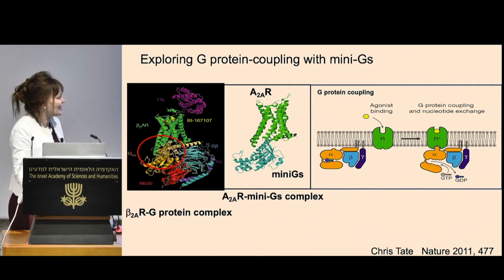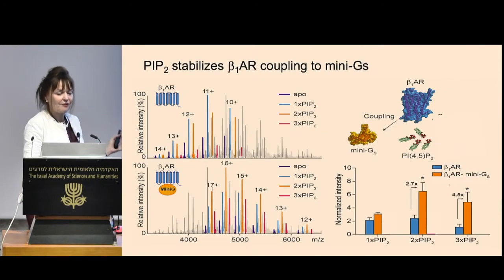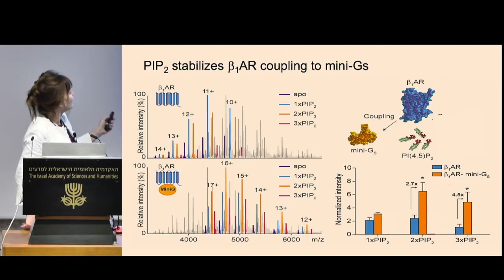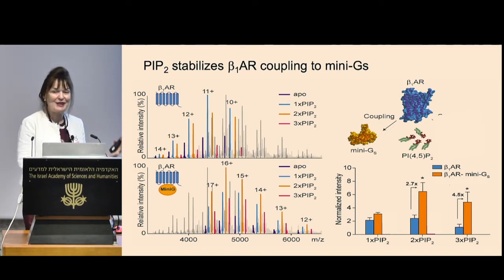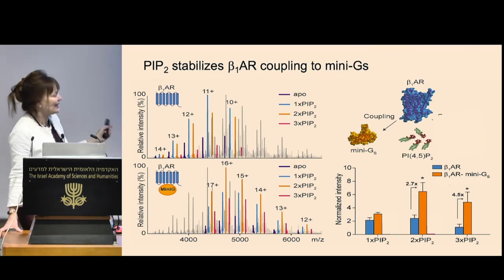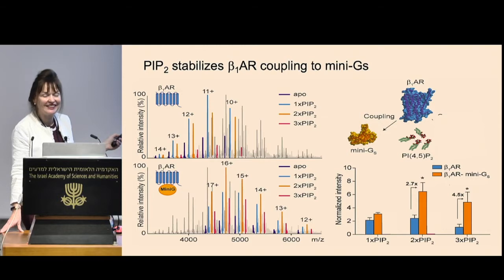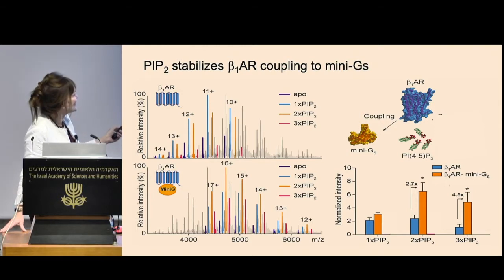We were very happy to collaborate with Chris, who gave us some of his mini-G. This is his structure of mini-G bound to the A2AR. And then what we did was to take the receptor, the mini-G, and then challenge it to bind PIP2. And I know these are complicated. Chris told me people would only look at this and not these. But the data, I think, are really quite amazing because they're very well resolved.